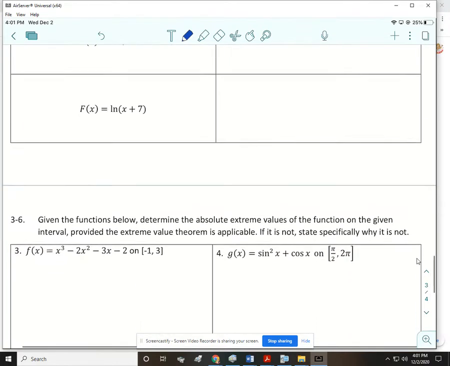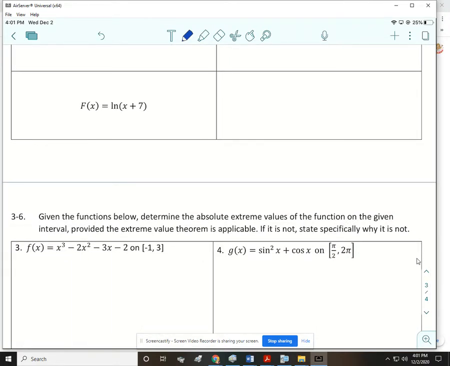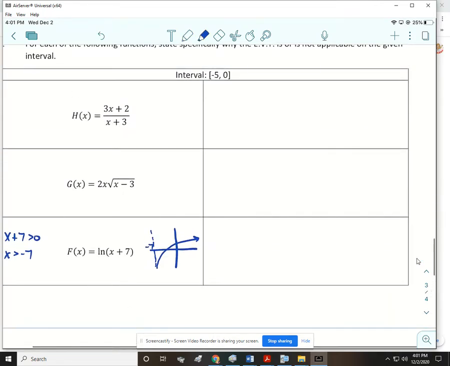All right, so we have a natural log function, and it's been a while since you guys have graphed a natural log function, but the domain is going to come from saying that the argument is greater than 0, and solving that, we would get that x is greater than negative 7. So this logarithmic function is going to have a vertical asymptote at negative 7, and it's going to curve up something like that. Now, it's not perfect, but something like that. All right, and then our interval is from negative 5 to 0.